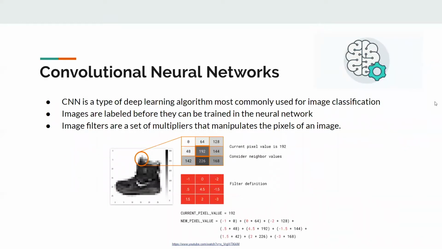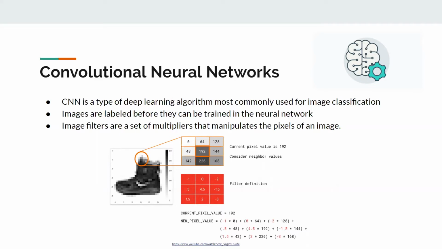So using machine learning, we are able to build a convolutional neural network that trains the program to detect cancerous blood cells. A CNN is a type of deep learning algorithm most commonly used for image classification. The idea behind a CNN is that the images have to be filtered before they are trained in the deep neural network. After the images are filtered, features within the images become more distinct and the machine learns to recognize the pattern. These image filters are basically a set of multipliers that manipulates the pixels of an image.